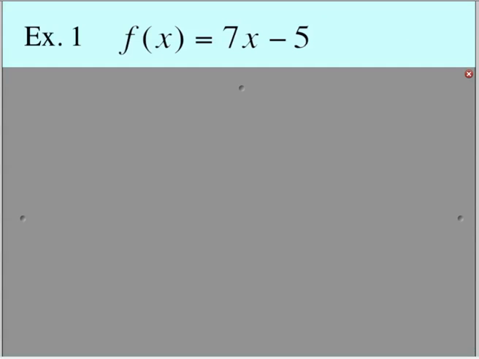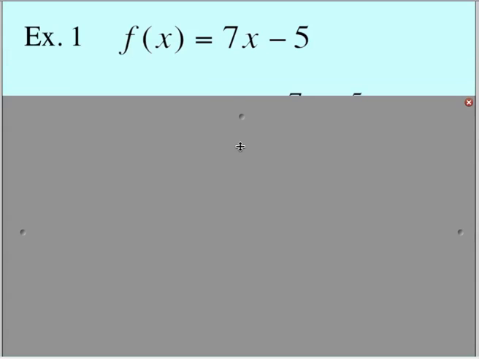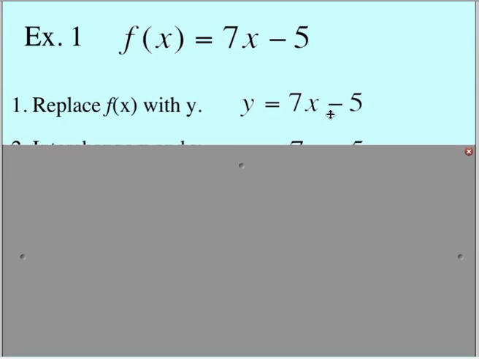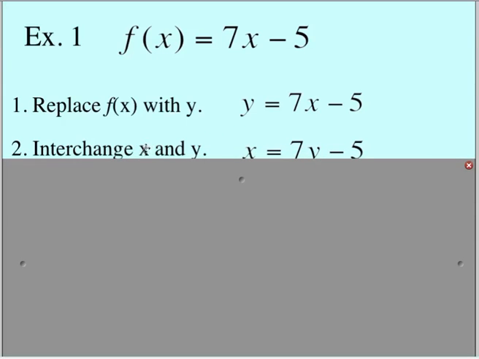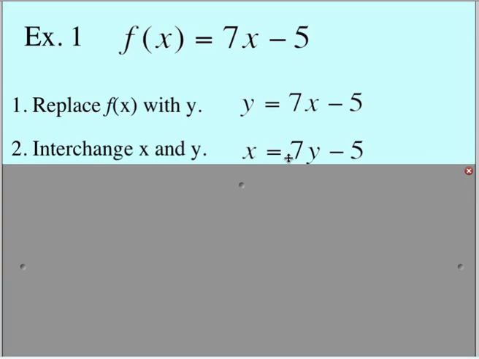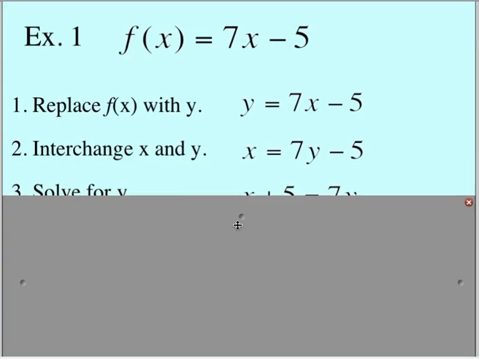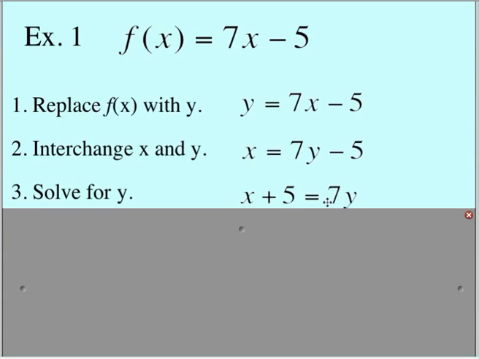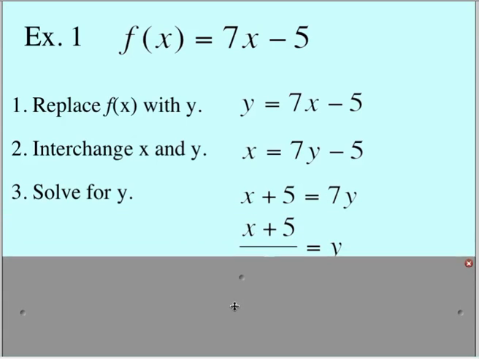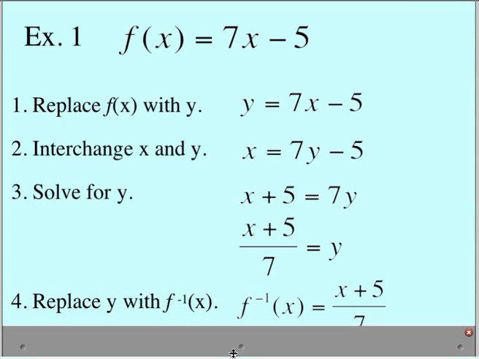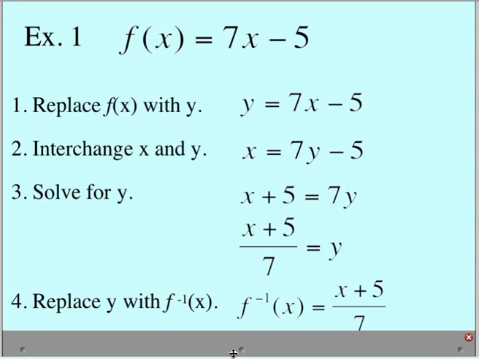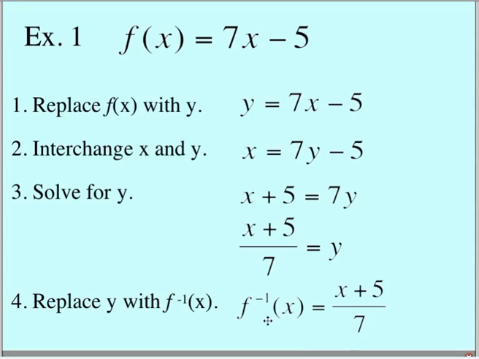So let's find the inverse equation of the function f of x equals 7x minus 5. Well, the first step is that we have to replace f of x with y. So then we get y equals 7x minus 5. Our second step is to interchange our x and our y's. So we get x equals 7y minus 5. Step 3 was to solve for y, so I'm going to add 5 to both sides, and then I will divide by 7. And then the last step was to replace my y with the f inverse of x. So then I get f to the -1 of x equals x plus 5 divided by 7. So this f to the -1 and f of x are inverses of one another. They undo the actions of the other.